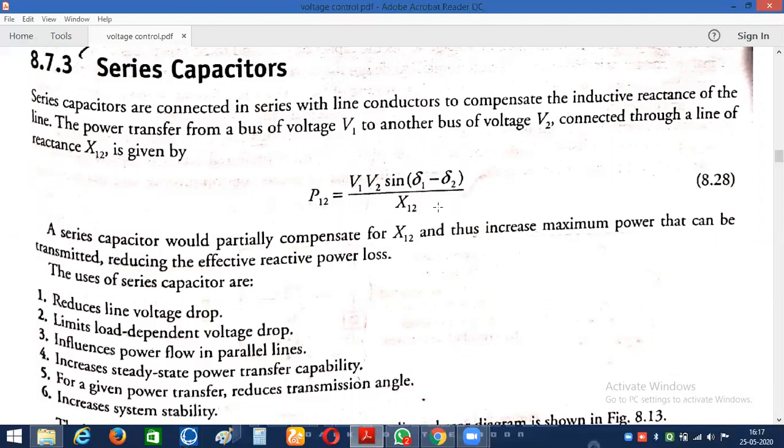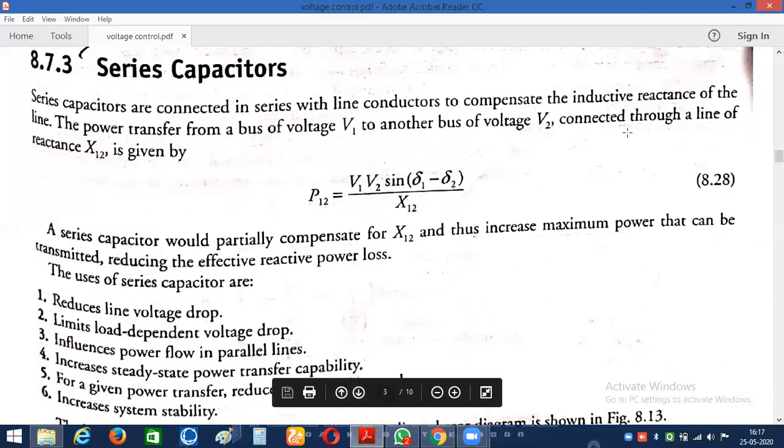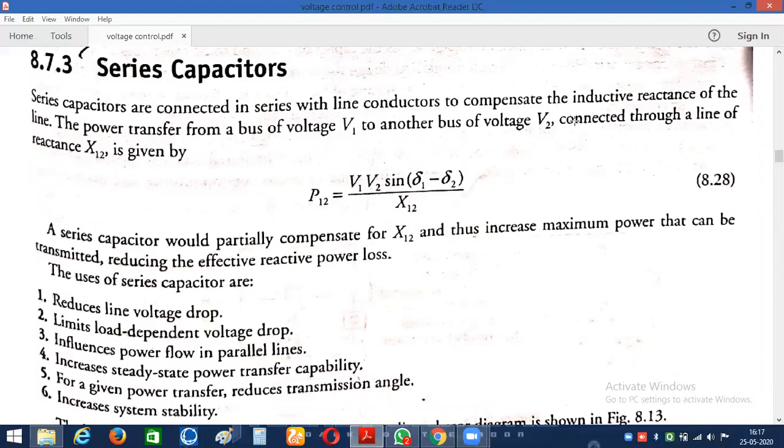So the transmission system is inductive in nature, that is, it has inductance, and the inductance is most dominant compared with the resistance in the case of a transmission system. In order to nullify the effect of inductive reactance in the transmission system, we make use of capacitors, using which we can compensate the effect of line reactance.